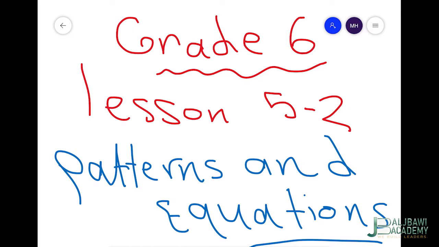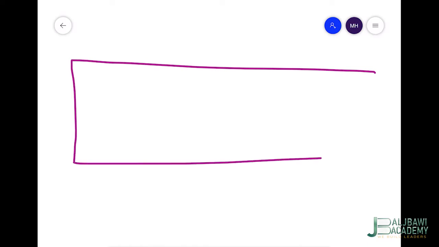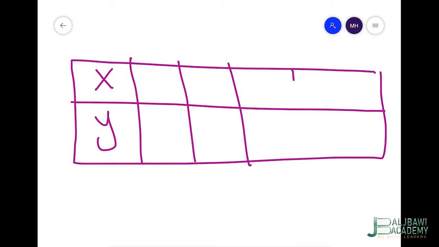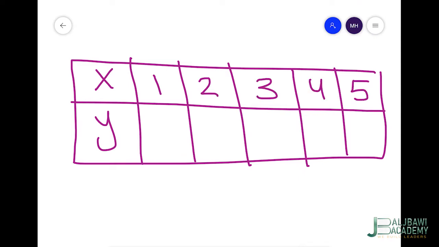Now I will give you two examples to show you how we find the rule and the equation and how to complete the table. First example: I draw this table with some values of x and y. Here I put 1, 2, 3, 4, and 5. Here I put some values like 6, 7, 8, 9, 10, or let's say 9 just. And here we need to complete the table.